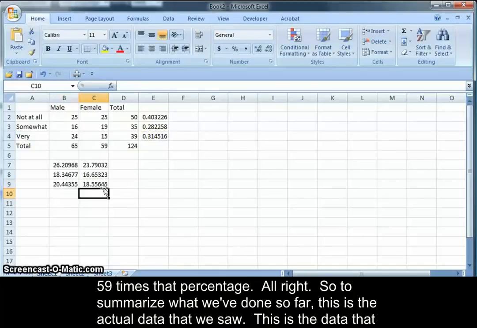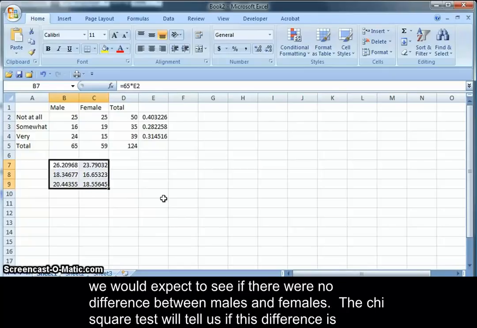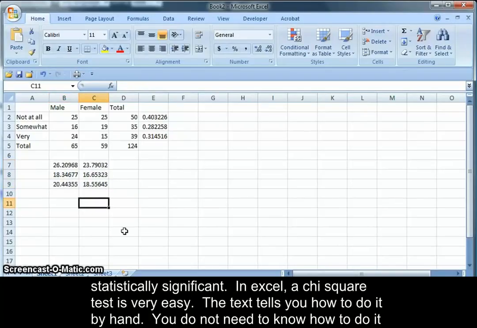All right, so to summarize what we've done so far, this is the actual data that we saw. This is the data that we would expect to see if there were no difference between males and females. The chi-square test will tell us if this difference is statistically significant. In Excel, a chi-square test is very easy. The text tells you how to do it by hand. You do not need to know how to do it by hand.